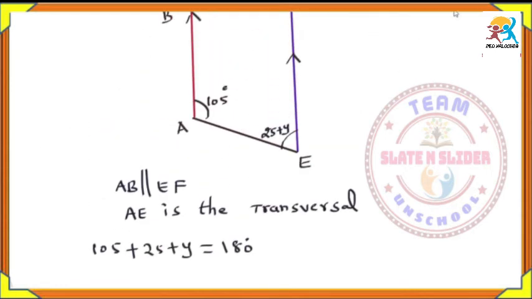Just recall the properties which you have learnt yesterday. AB and EF are parallel lines. We will extend them. We will extend like this, and we will extend the AB line also, and we will extend AE. Just observe.